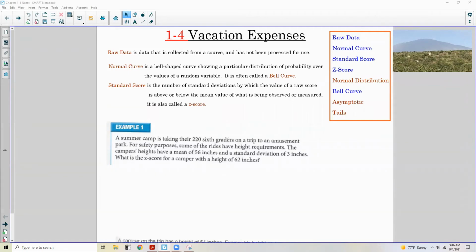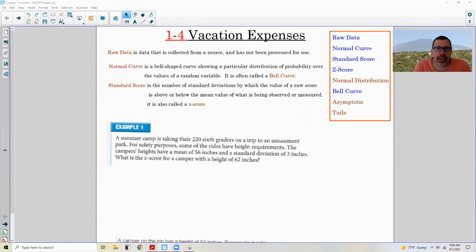Okay, lesson 1-4, vacation expenses. Got a lot of vocabulary in this one. Raw data, normal curve, standard score, z-score, normal distribution, asymptotic, and tails. Raw data. So I have the first three definitions up here.